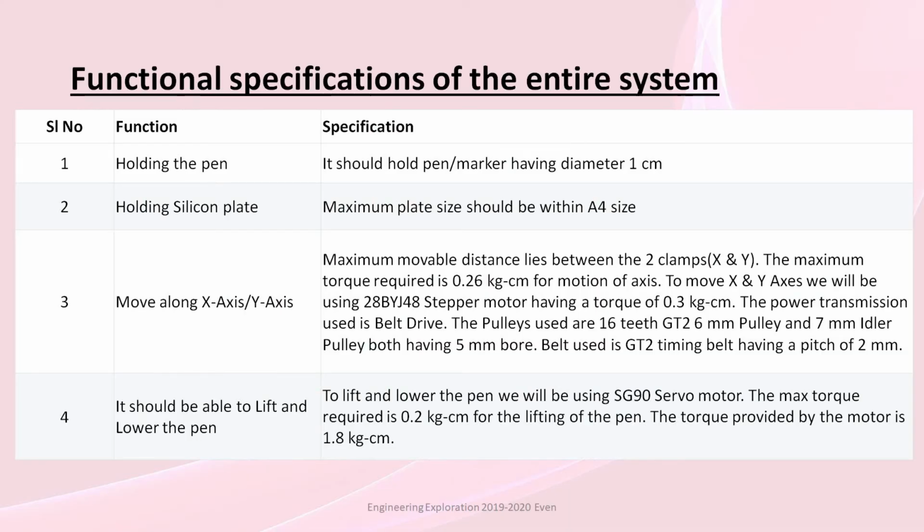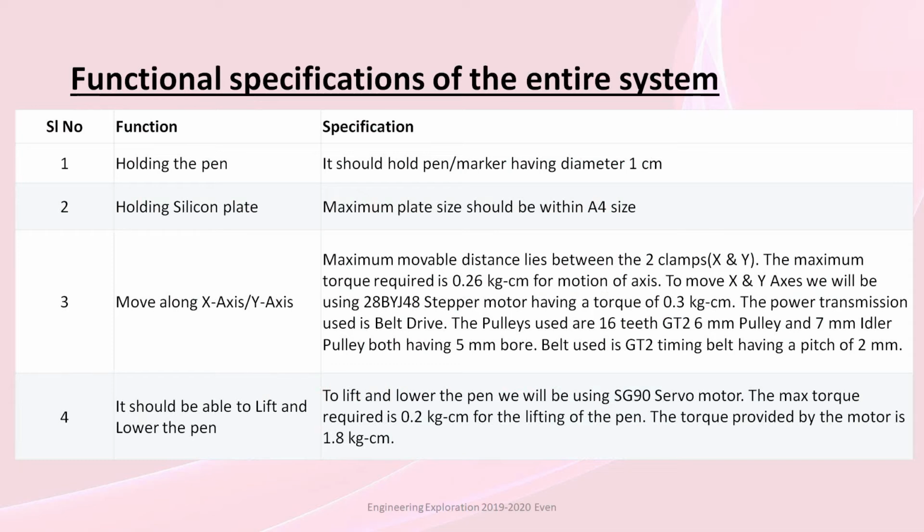Holding the pen: it should hold a pen or a marker having a diameter of 1 cm. Holding the silicon plate: maximum size is A4 size. And moving along the X-axis and Y-axis, the power transmission used is belt drive. It should be able to lift and lower the pen. To lift and lower the pen, we will be using a servo motor.